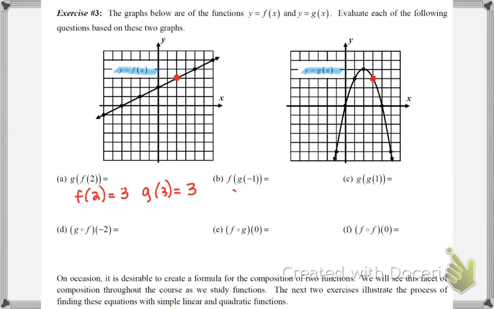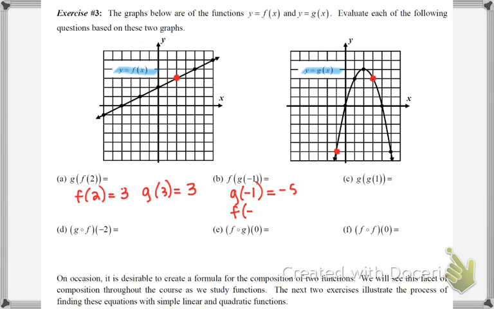Now we'll go to g of negative 1. So let's go to our graph. When x is equal to negative 1, on our graph of g, what is y going to equal? So that's the point I'm going to use. When x is equal to negative 1, y is equal to negative 5. So g of negative 1 is negative 5.